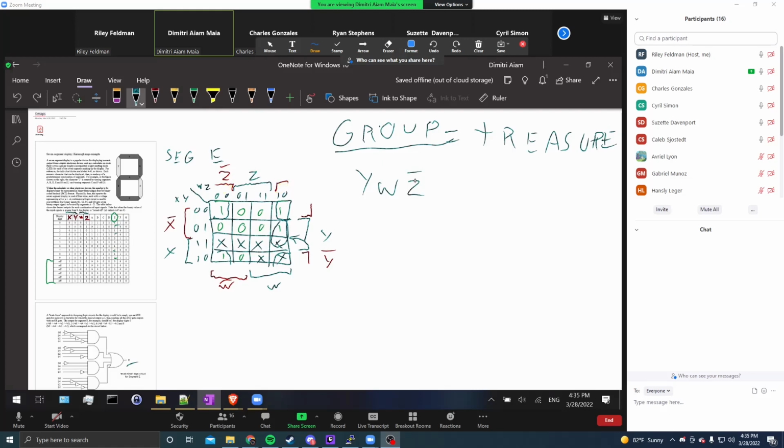So we have this Z0 over here, which is this column over here. These two columns are Z0, because this one is Z. So we have Y, W, and Z0. So it's this group over here, these two spots. Does it make sense to you?